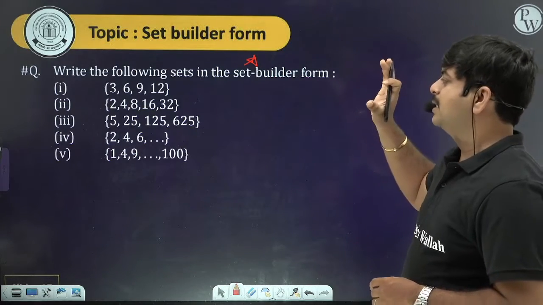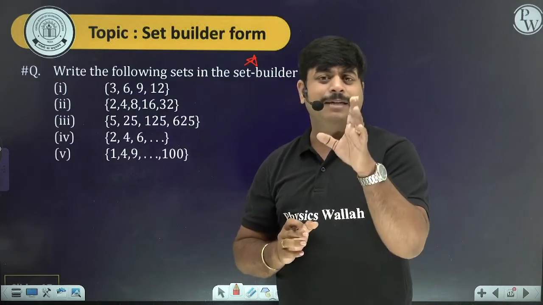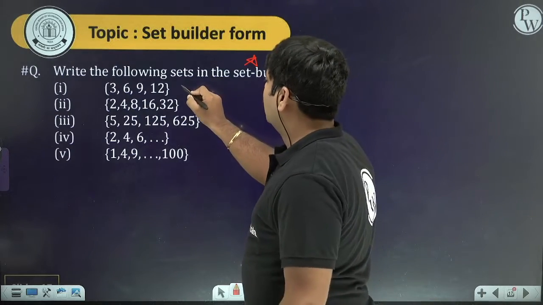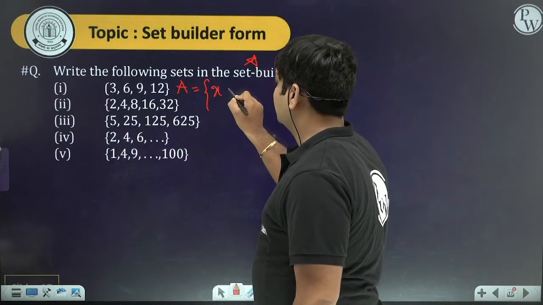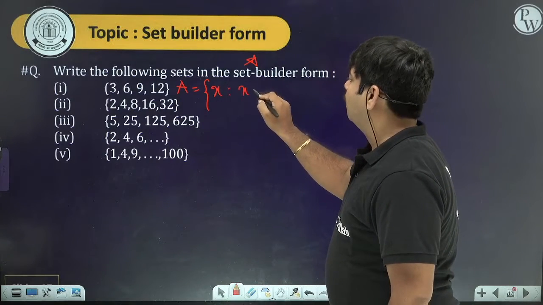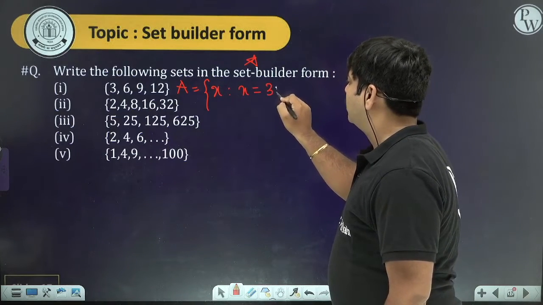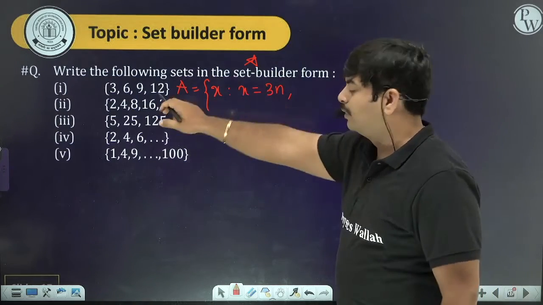Just by seeing, you can say that they are the multiples of 3. So I can write, let us say the set as A. A is equal to elements of X such that X is a multiple of 3. So I'm writing it as 3n. X is equal to 3n. So X is a multiple of 3.